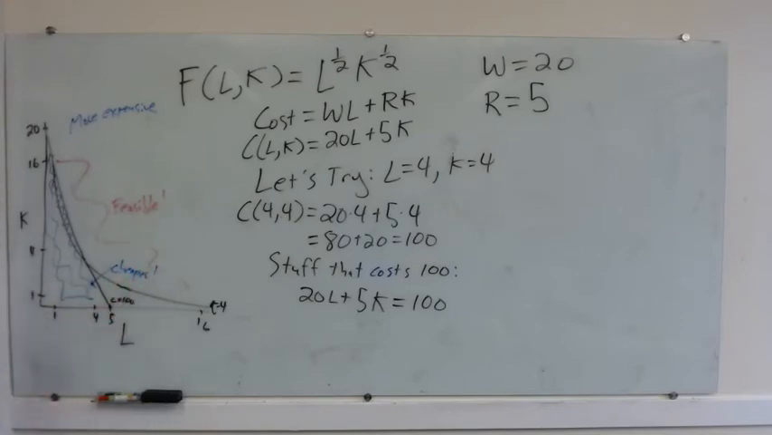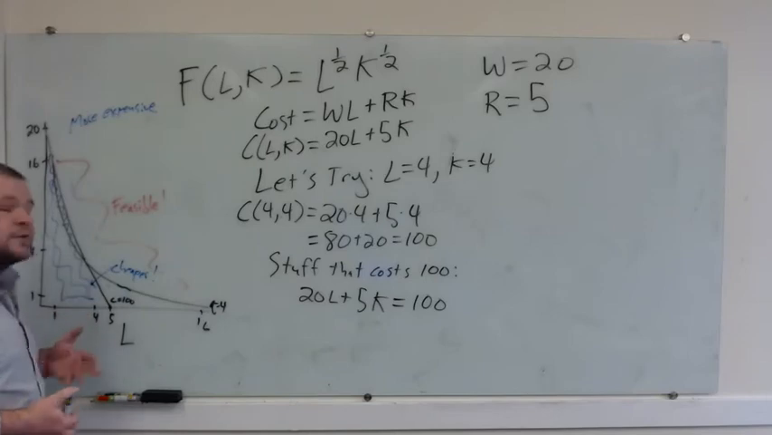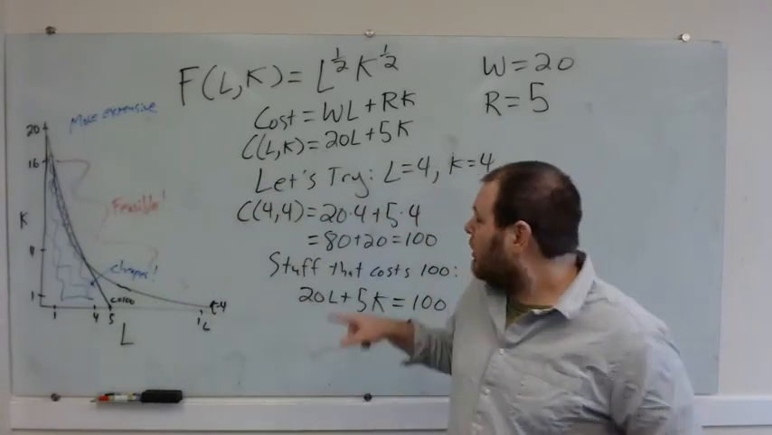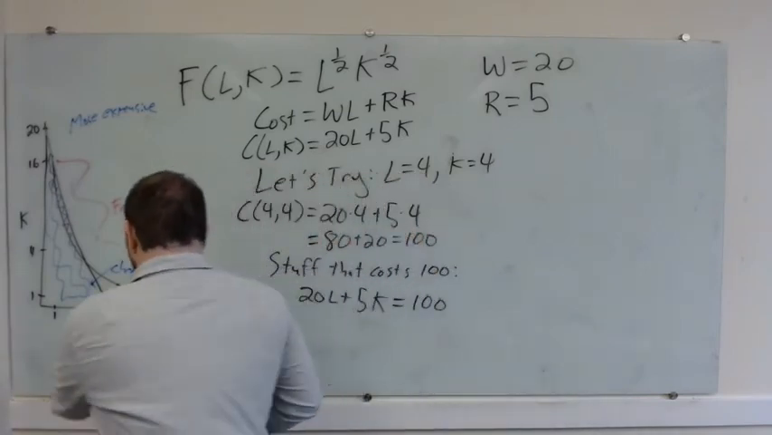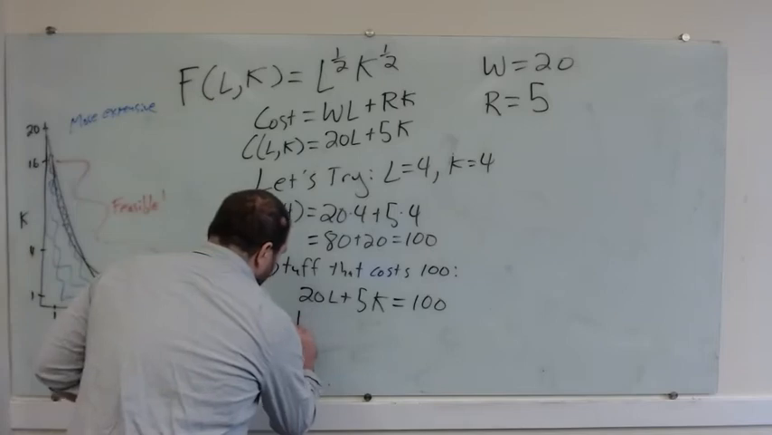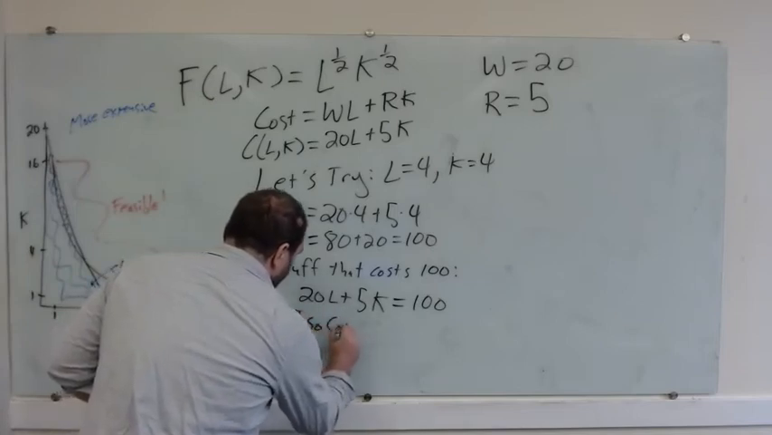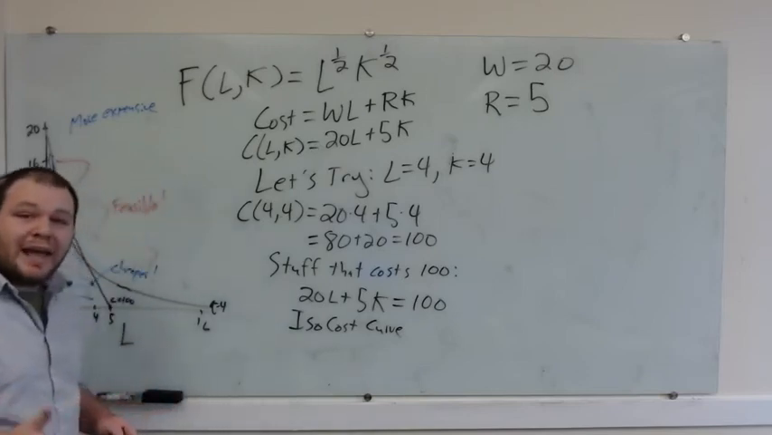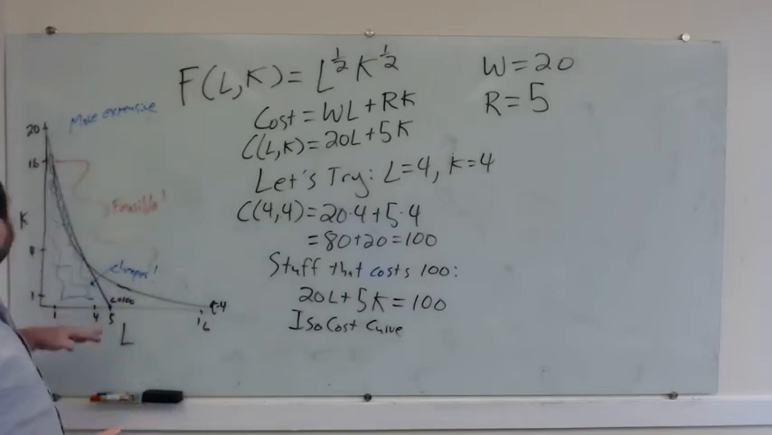Okay. This makes sense, right? If I pay fewer workers, 4 workers, for example, is less expensive than 5 workers. I'll call this thing an isocost curve. Iso, again, for same. Everything that costs the same amount.